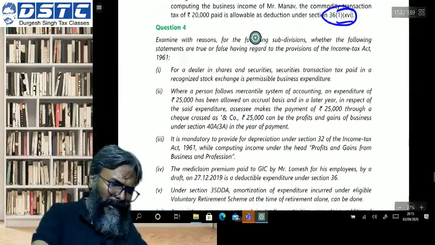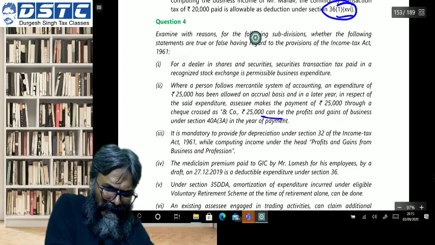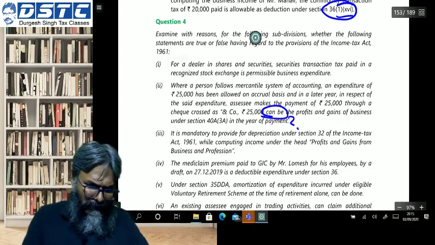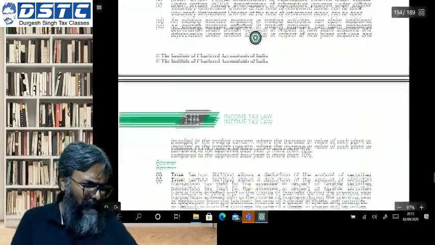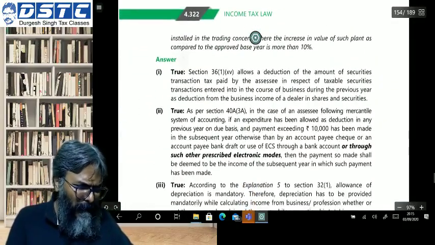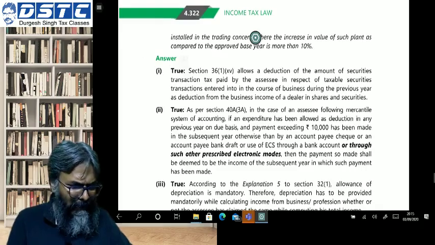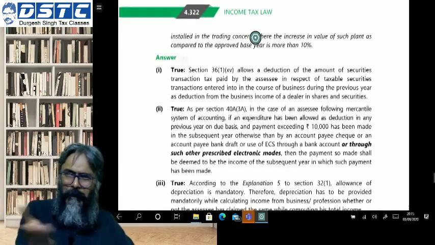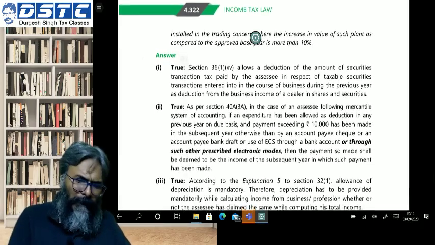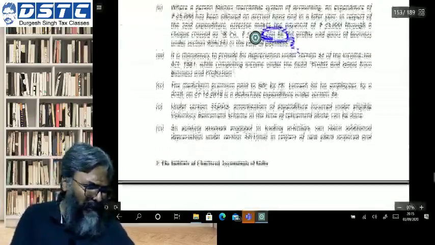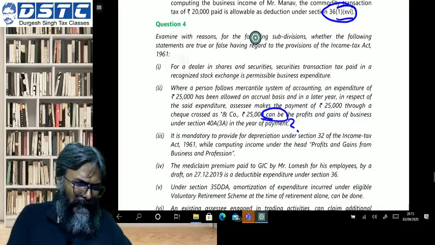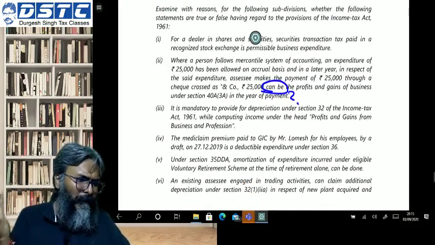So there is something missing, words are missing. This part has to be clarified. What they are trying to say can be the profit and gains, I'm not in a position to connect it properly. Anyway, whatever the concept that we have learnt right now, just focus only on that. The question is not properly framed. Something is missing in between. Can be the profit and gains, what does it mean?